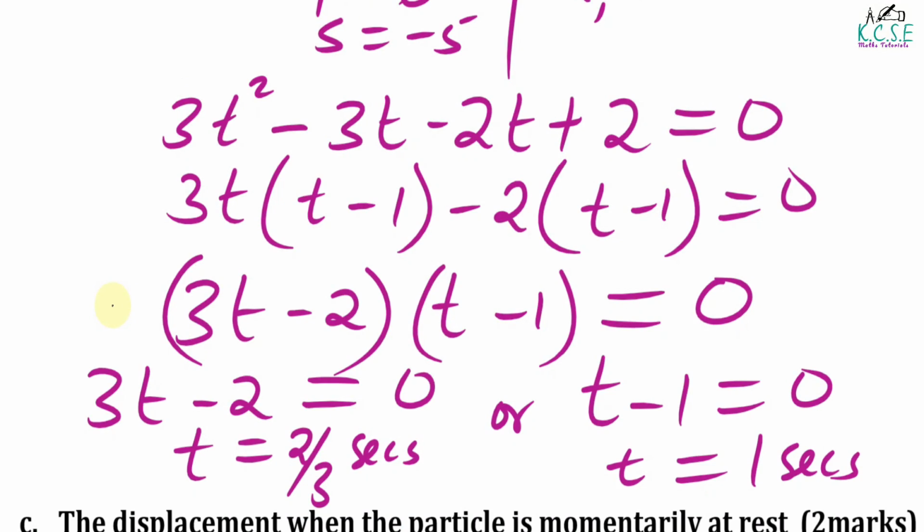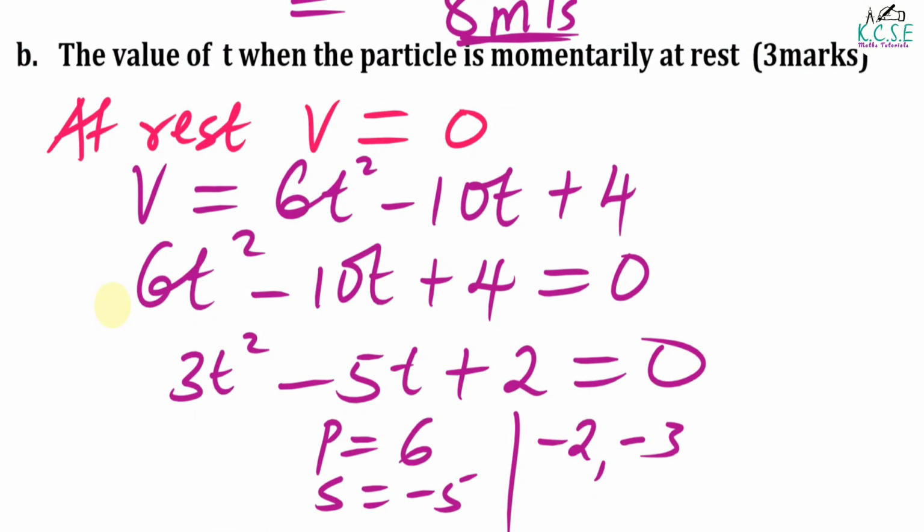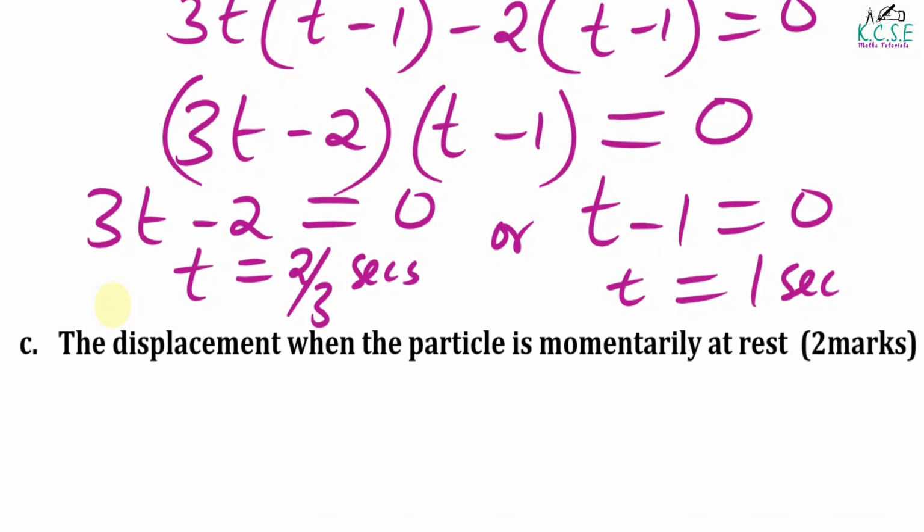So that is how we are required to work out this second part of the question. We were required to get the value of t when the particle is momentarily at rest, and we have obtained two instances: when t is equal to 2/3 seconds and when t is equal to 1 second. Now we can go to the next one, the displacement when the particle is momentarily at rest.